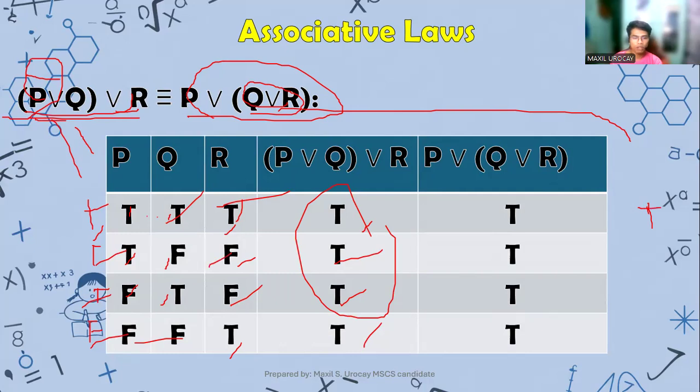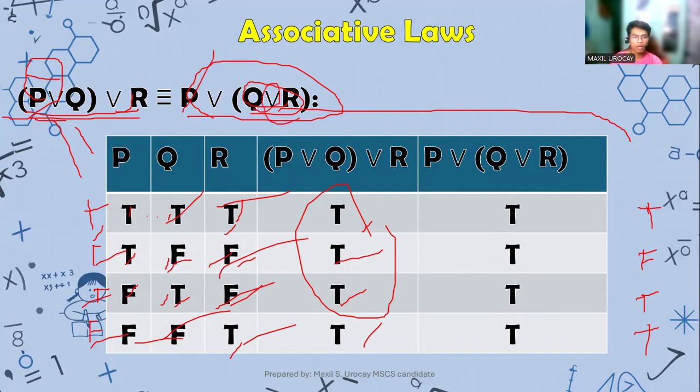Then false plus false is false. Then true plus false is true. False plus true is true. Now what can we work on this? We're done with this one.